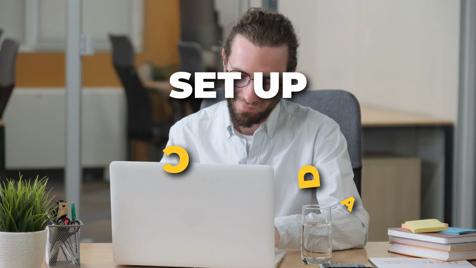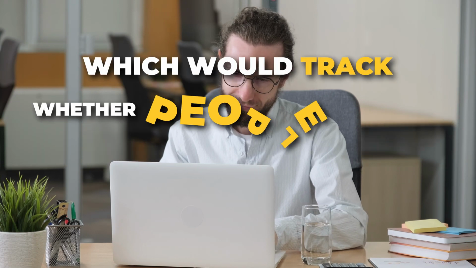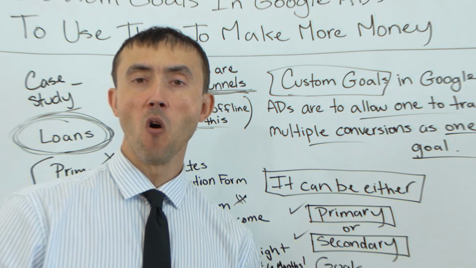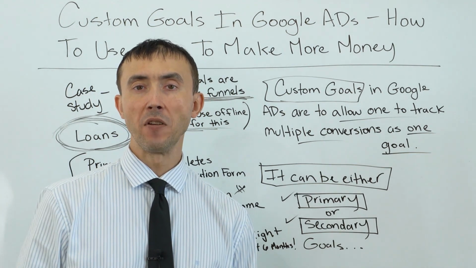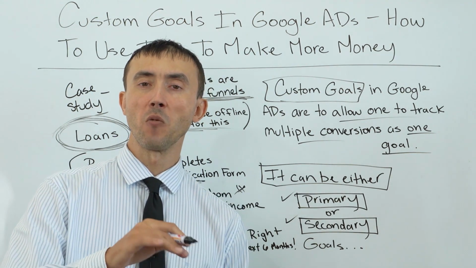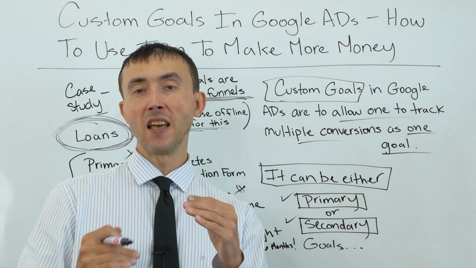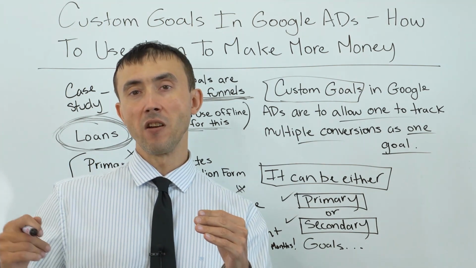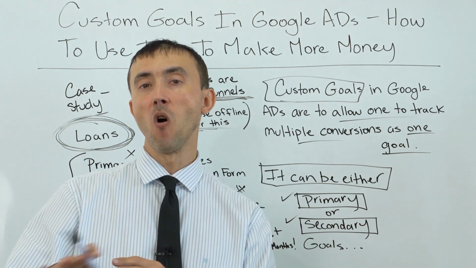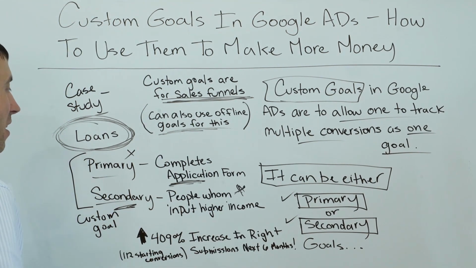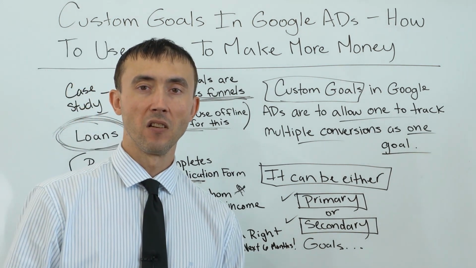Then we also set up a secondary goal, which would track whether people would answer the question about how much revenue their company was generating. We had that to where if they were answering over 50K a month in revenue, then we would have that goal set up to trigger when that question was answered, because there were brackets. If they answered anything above 50,000, like 50 to 80, 80 to 100, 100 to 150, any of those over 50, that triggered a particular goal that we set up through Google Analytics, and that we imported into Google Ads. Okay, mark that goal secondary, because we're not optimizing for that purely.